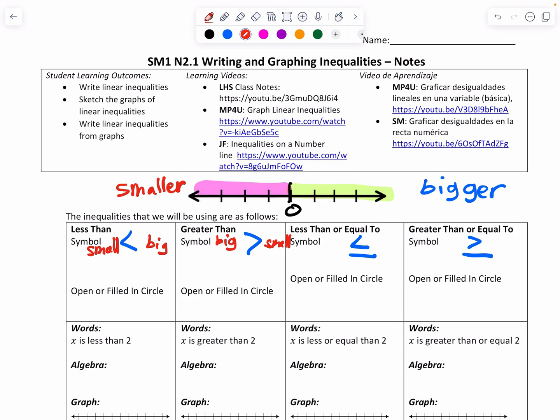Open or filled in circle basically works like this, okay? If it is just less than or just greater than, it's an open circle. If it's or equal to, like less than or equal to, it's filled in. If it's greater than or equal to, the or equal to part right here tells me it's going to be a filled in circle, which means it also includes that value.